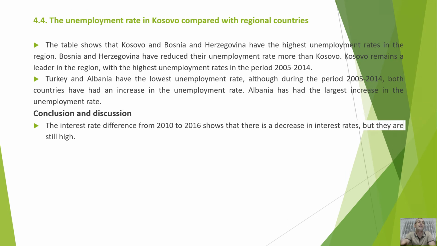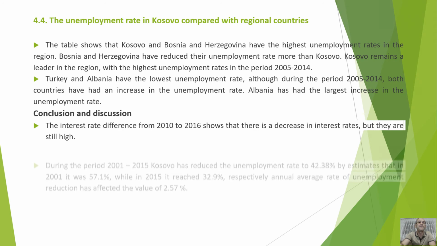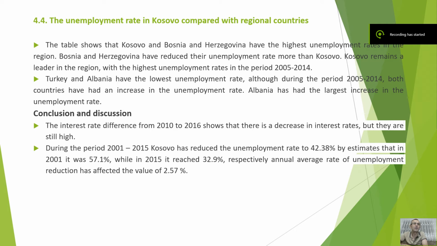Conclusion and discussion. The interest rate difference between 2010 and 2016 shows that there is a decrease in interest rates, but they are still high. During the period 2001-2015, Kosovo has reduced the unemployment rate by 42.38% by estimates, as in 2001 it was 57.1, while in 2015 it reached 32.9. Respectively, the annual average rate of unemployment reduction has affected the value of 2.57%.